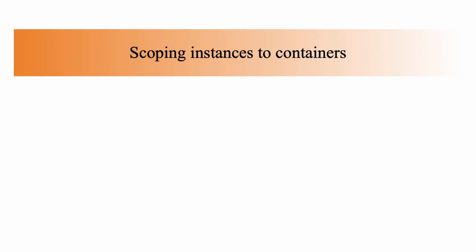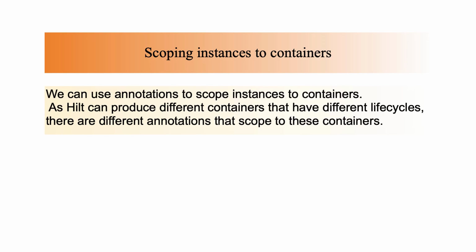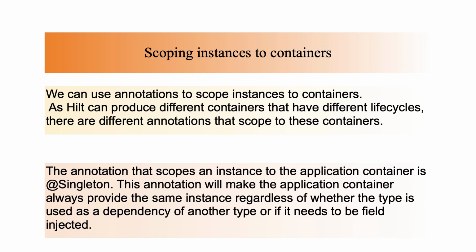Scoping instances to containers. We can use annotations to scope instances to containers, as Hilt can produce different containers that have different life cycles. There are different annotations that scope to these containers. For example, the annotation that scopes an instance to the application container is the @Singleton annotation. These annotations will make the application container always provide the same instance, regardless of whether the type is used as a dependency of another type or if it needs to be field injected.